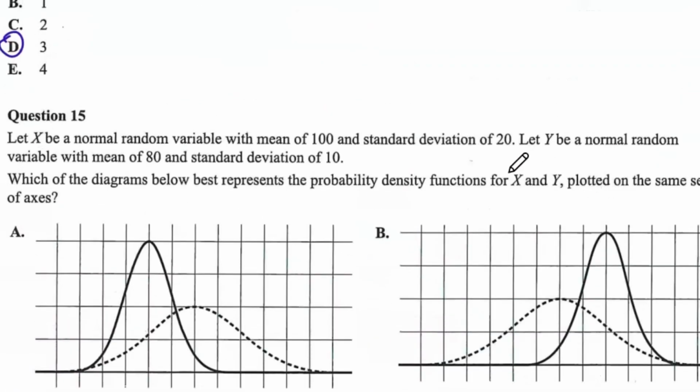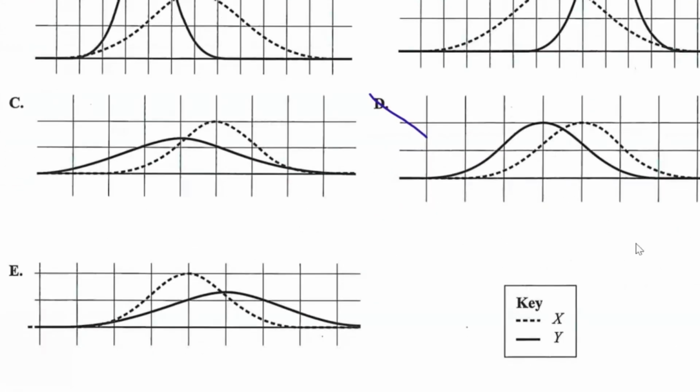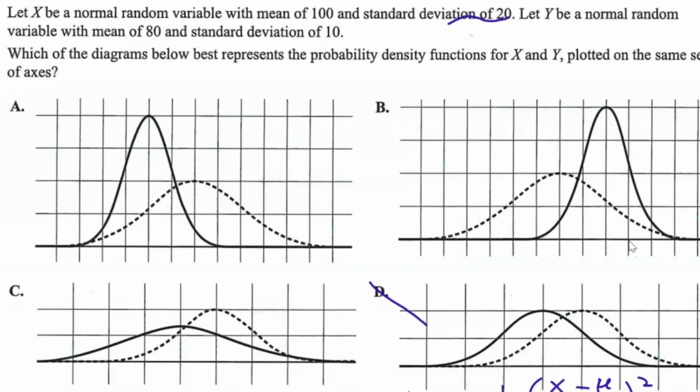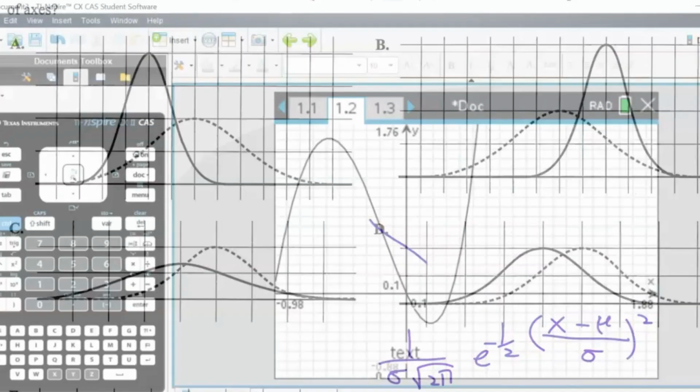They cannot be the same, because a standard deviation of 20 is a bit wide spread, so you have got a bigger spread, whereas this one has got a small spread. So we could sketch using our CAS with the formula 1 over sigma square root of 2 pi, e to the power of negative a half, then x minus mu, which is the mean, over sigma, then the whole lot squared. So we could graph both and see which graph actually looks like that. So let's do that.